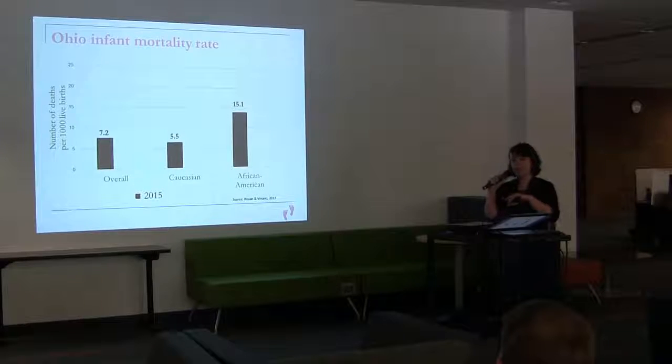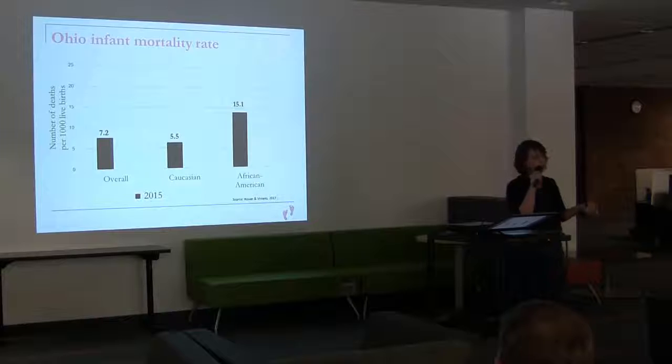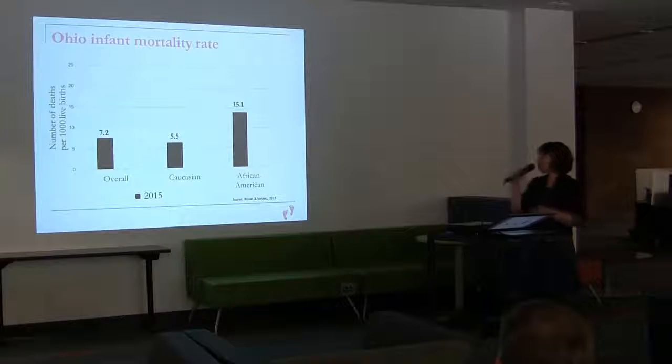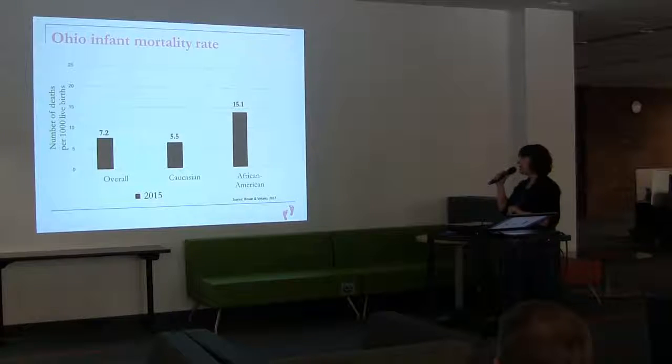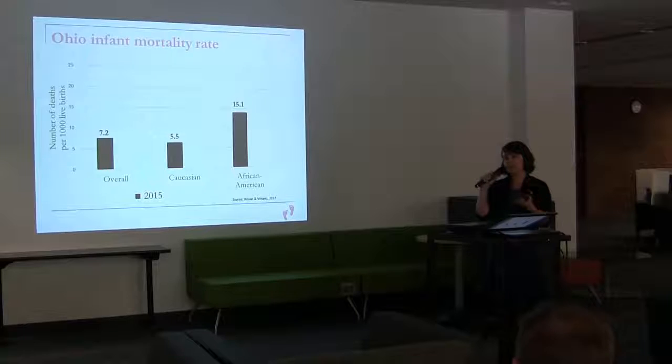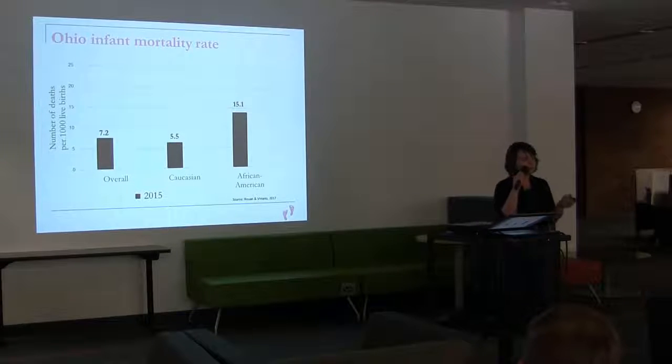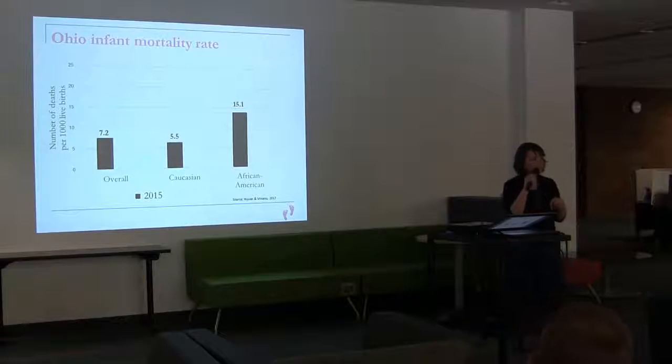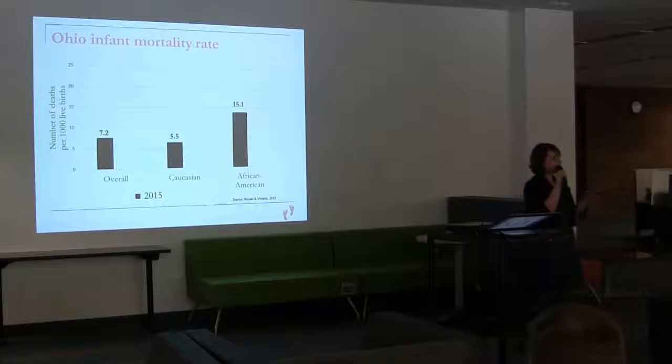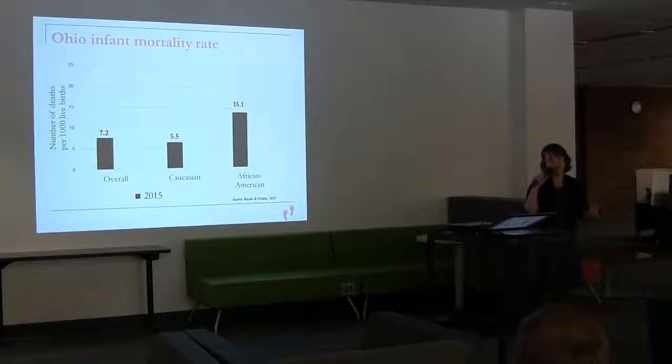So remember that national average was about 6 babies for every 1,000 babies born alive. Here in Ohio, the most recent data that we have from 2015 is that about 7 babies die for every 1,000 babies who are born alive. And we also see what we refer to as a disparity. And a disparity is whenever you see a difference in health status or health outcomes between 2 populations. Those populations can be maybe 2 different races and ethnicities, they might be 2 different geographic locations.